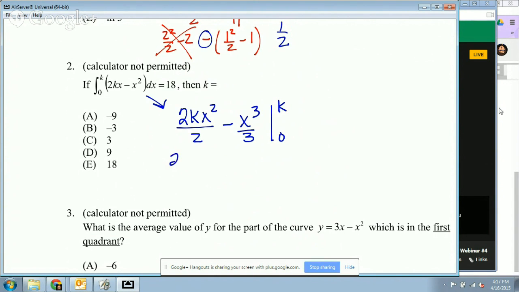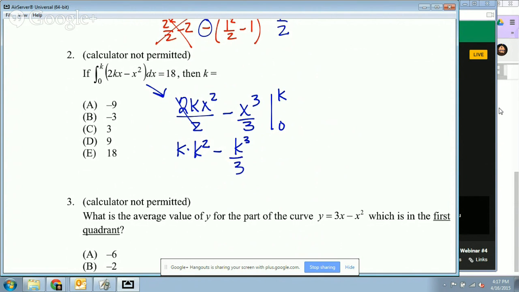I'm going to actually simplify. The 2 over 2 just cancels. So I have k times k squared minus k cubed over 3, and that's plugging in k. Minus, and then when I plug in 0, I'm just going to get a big old 0, right? Anytime I have a polynomial antiderivative and I plug in zeros, I do get zeros.